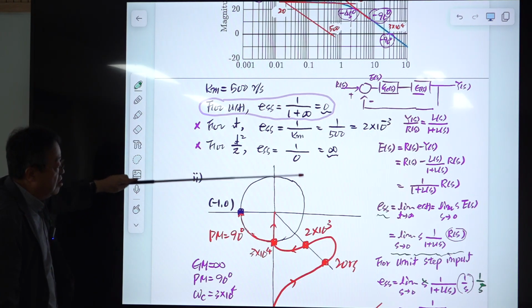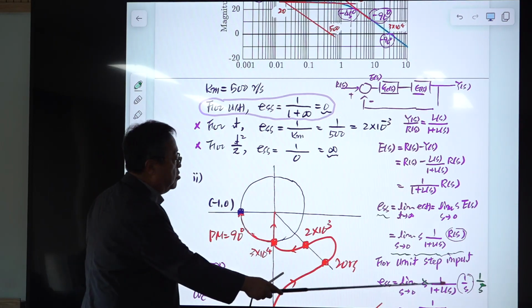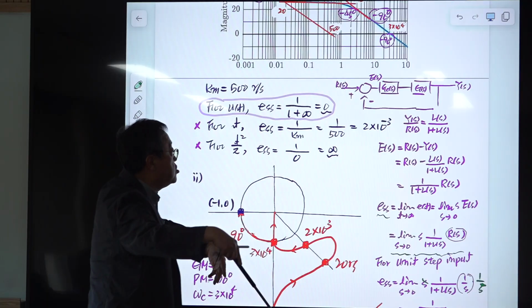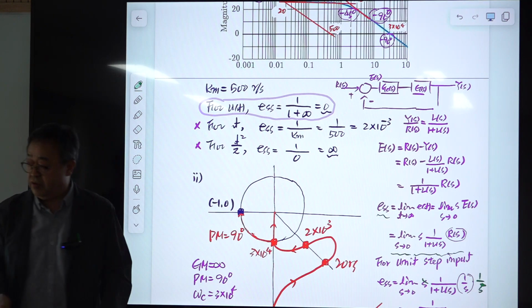So this is the answer. And for this, you have another S here. Then S goes to 0. The whole thing goes to infinity. That's obvious, right? So this is the result, right?